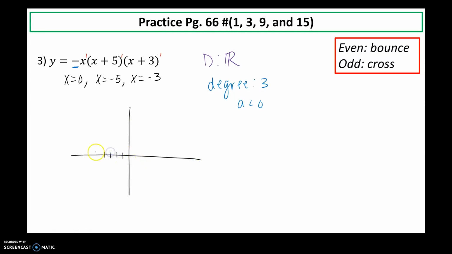-5, -3, 0. If end behavior is up, down, I have to start above the x-axis. My smooth and continuous curve. Verifying in here: up, down. The end behavior matches. Each of my individual factors had an odd exponent, so they're all cross points, not bounce points. So you're going to see that these graphs really all start to look the same.